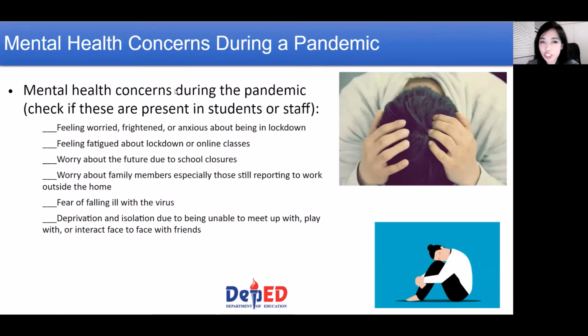Here are some checklists of concerns that may be present in students or staff, especially in this pandemic. Students may feel worried, anxious, or frightened about their lockdown, or they seem fatigued about having to continue online classes for a very long period of time. They worry about the future because of school closures. They worry about their family members, especially those who continue to report to work outside the house, or have a constant fear of falling ill with the virus, as well as the deprivation and isolation of being unable to meet up or play or interact face to face with their friends.